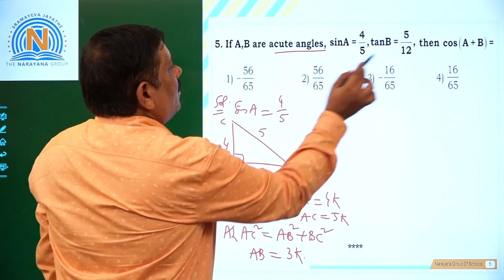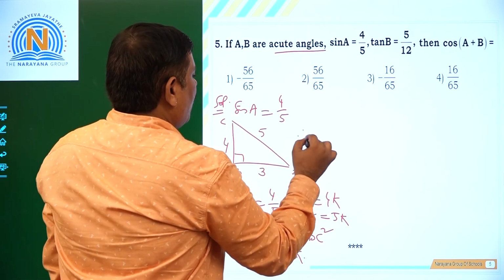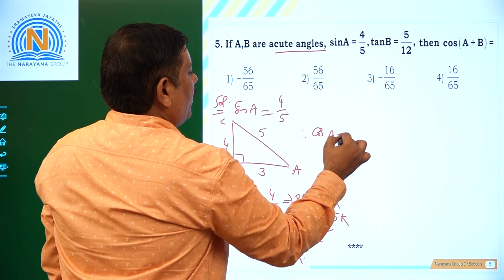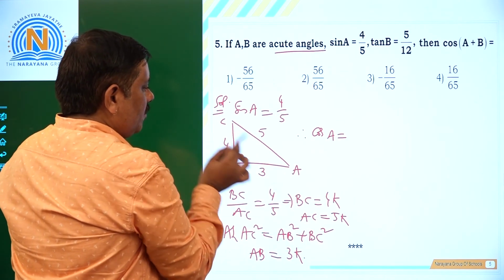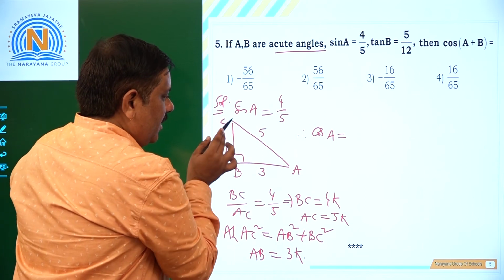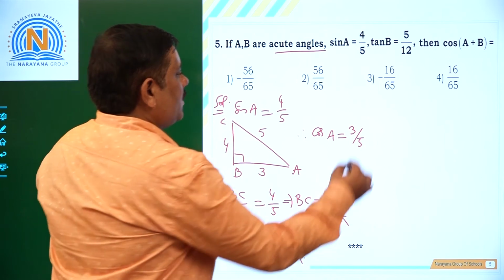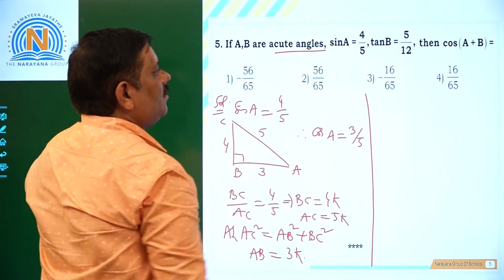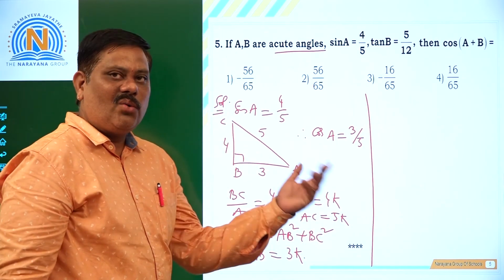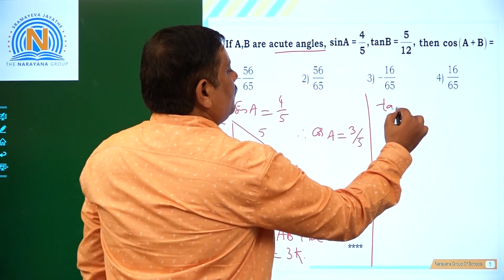Now, what do you need? Cos of A plus B. Already you have sin A. So here, if you know cos A, that is enough for you. Cos A is how much? Adjacent to hypotenuse. This is the ratio of the adjacent side and hypotenuse. So that is 3 upon 5. So cos A I got. What is the next thing I want? Tan B is given, so I have to go for sin B as well as cos B. So tan B is 5 by 12.